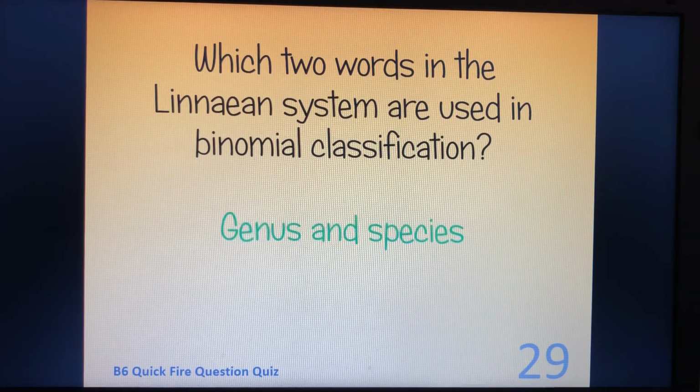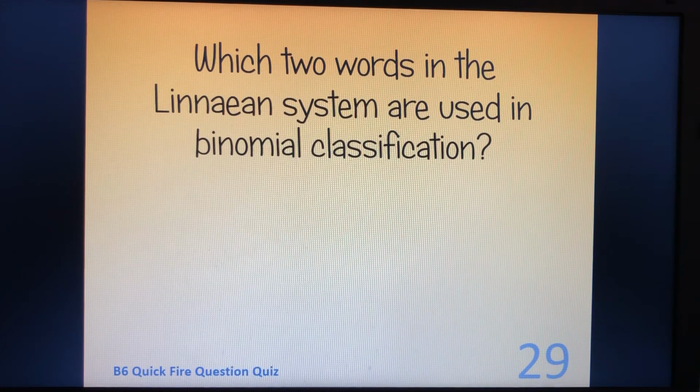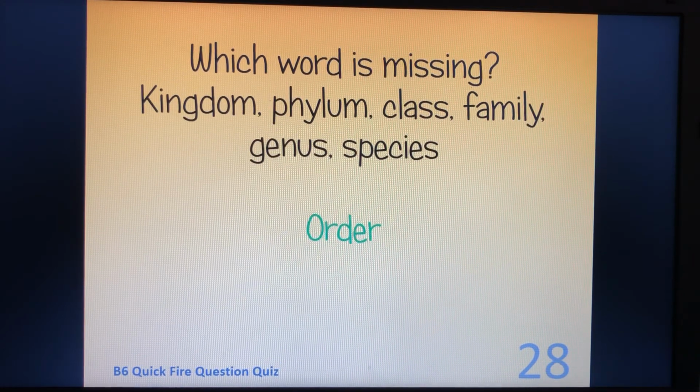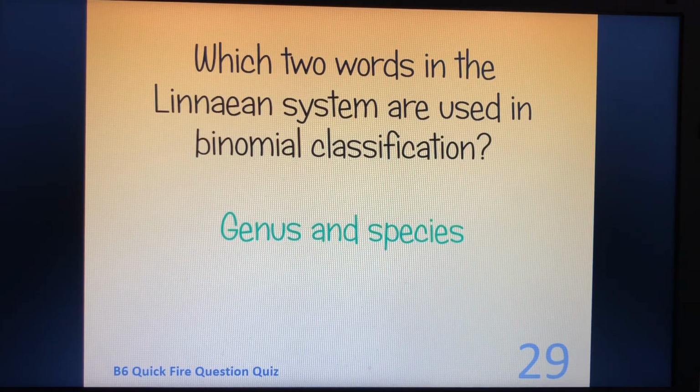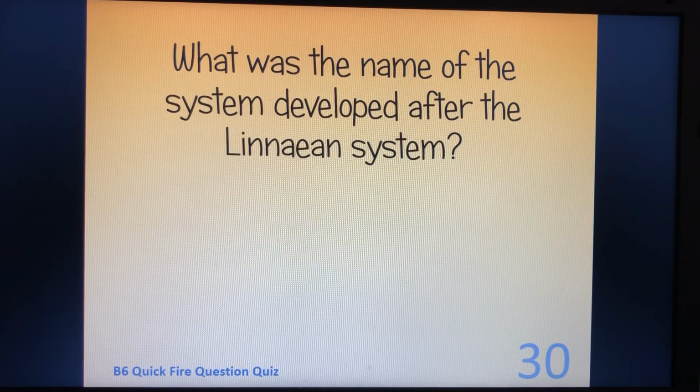And the answer is the genus and the species. Okay, so if we look at that long list, they're the last two in the list, genus and species. That gives us the name of the individual. Question 30, the last question for combined double students.